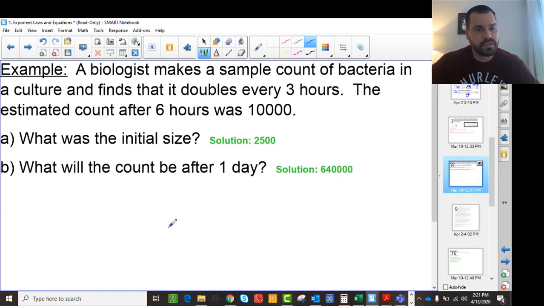So here's an example. A biologist makes a sample count of bacteria in a culture and finds that it doubles every 3 hours. The estimated count over 6 hours was 10,000. What was the initial size?